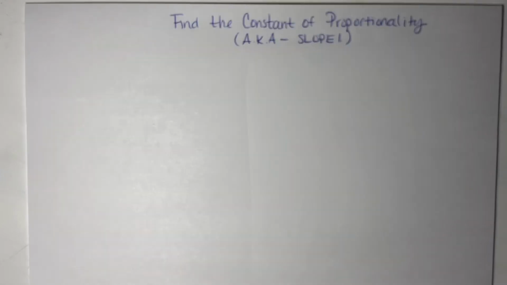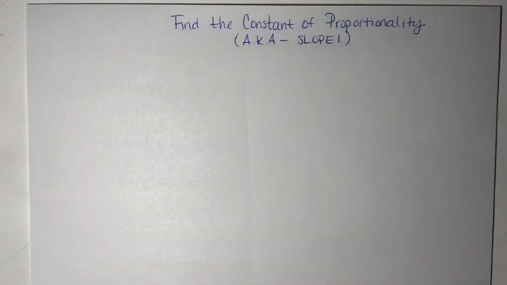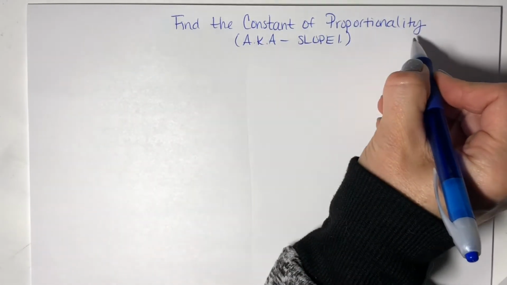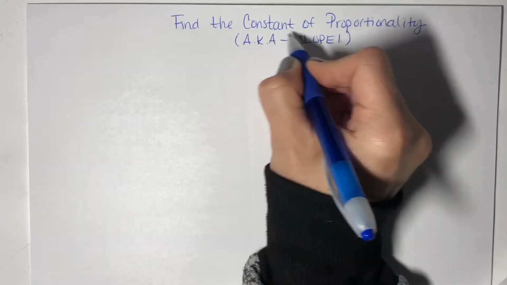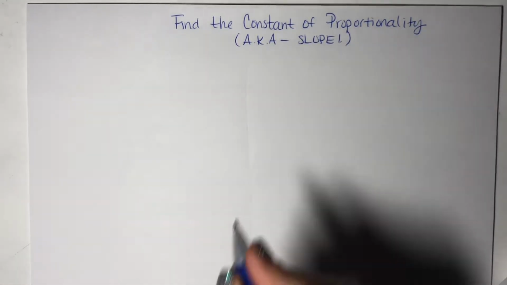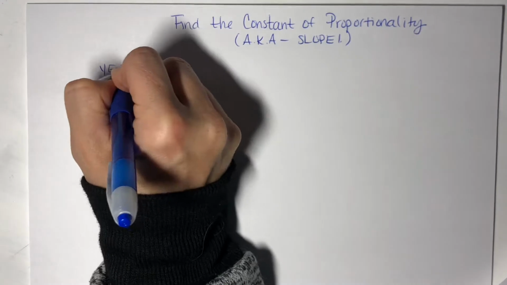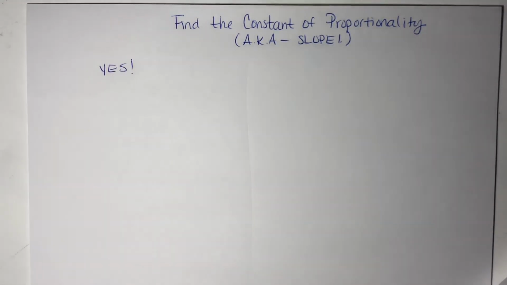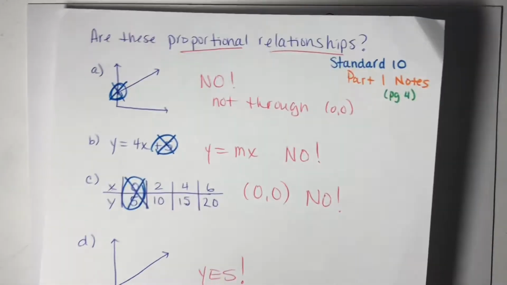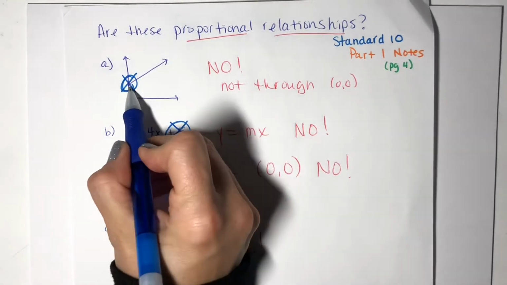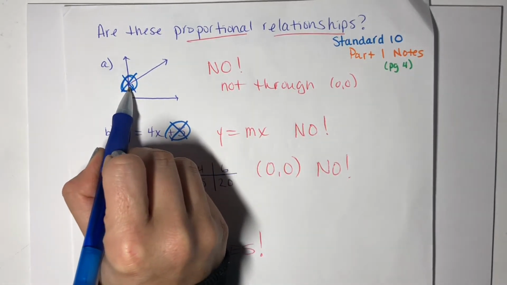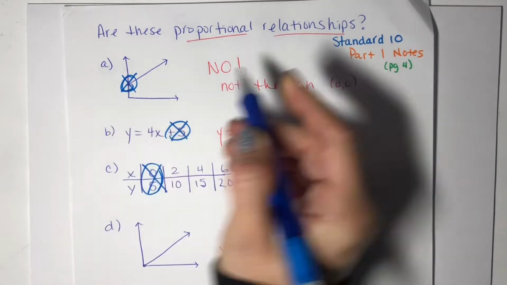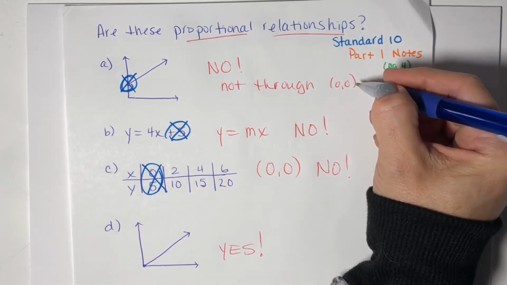Okay, so now that we know what a proportional relationship is, we are going to spend today finding what we call the constant of proportionality. And there can only be a constant of proportionality if you answered yes to the question, is it proportional? Okay? Kind of like if you remember, we said, nope, this isn't a proportional relationship because in order to be a proportional relationship, it's got to be a straight line through the origin.